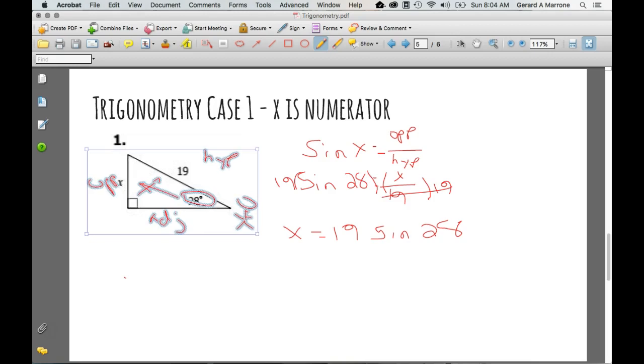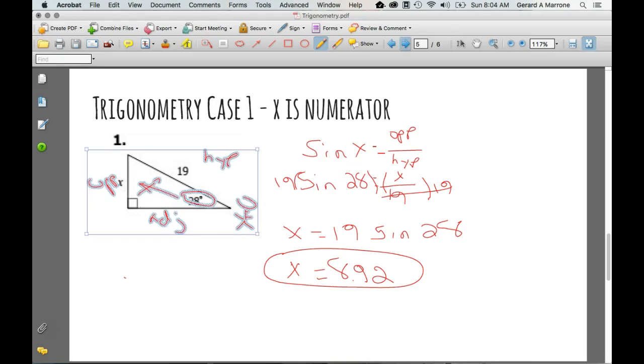But at this point, we're just going to evaluate this. We're going to plug this into our calculator and see what we get. And 19 times the sine of 28 degrees is going to give me x equals 8.92. We're going to round to 2 decimal places here. Okay? And that's all there is to solving it. If you notice, it was one step. We multiplied both sides by 19. Beyond that, it was just using a calculator. So when x, the value we're looking for, is the numerator in your ratio, it's very easy. It's one step.